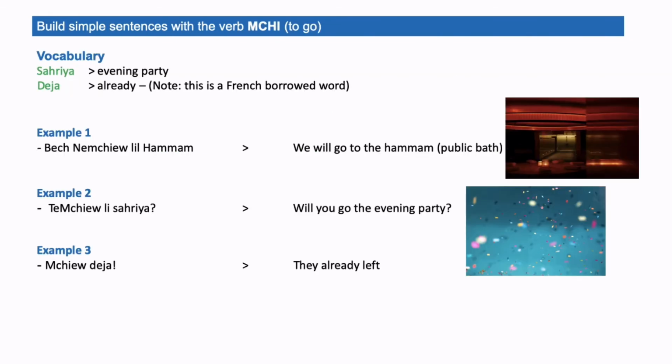So here are some more examples to build simple sentences with the verb mshi. Some vocabulary you might find useful. Saraya is evening party, and déjà is already. This is also a French borrowed word, but you know, put your little Tunisian twist and accent on it.